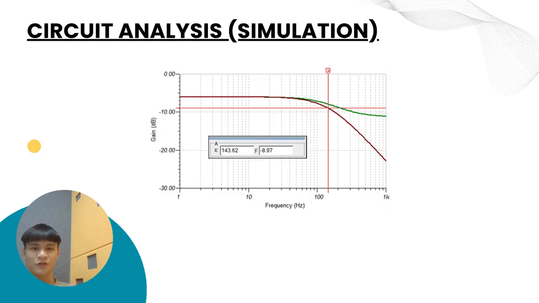The simulation shows that our desired cutoff frequency is sitting accurately at 143.62 Hz with an attenuation of negative 0.97 dB, which is very near negative 9 dB. And the reason our cutoff frequency is at negative 9 dB is that our maximum is actually negative 6 dB from our circuit, so negative 9 is only 3 dB less than negative 6.